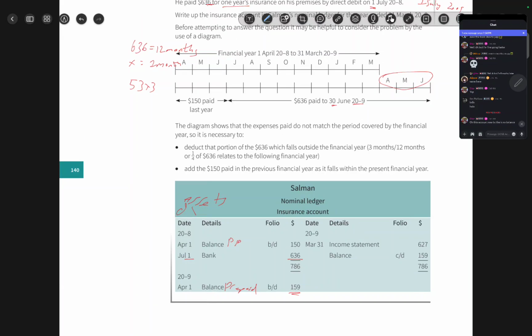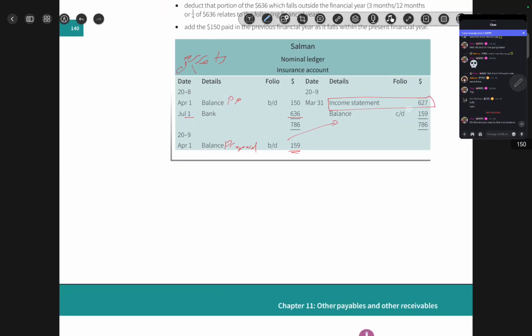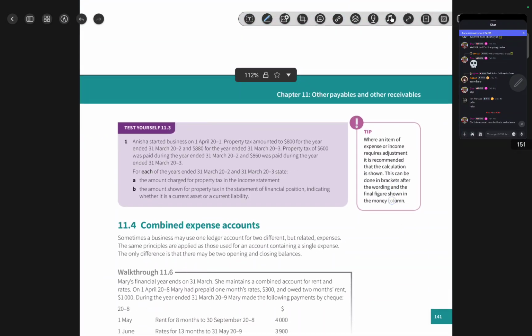Okay, and then if you have the balance brought down on the debit side, you're going to have the balance carried down on the credit side, and income statement will be your balancing figure. This represents the total expense for the year ended 31st March 2009. And your income statement, you're going to show it that way.